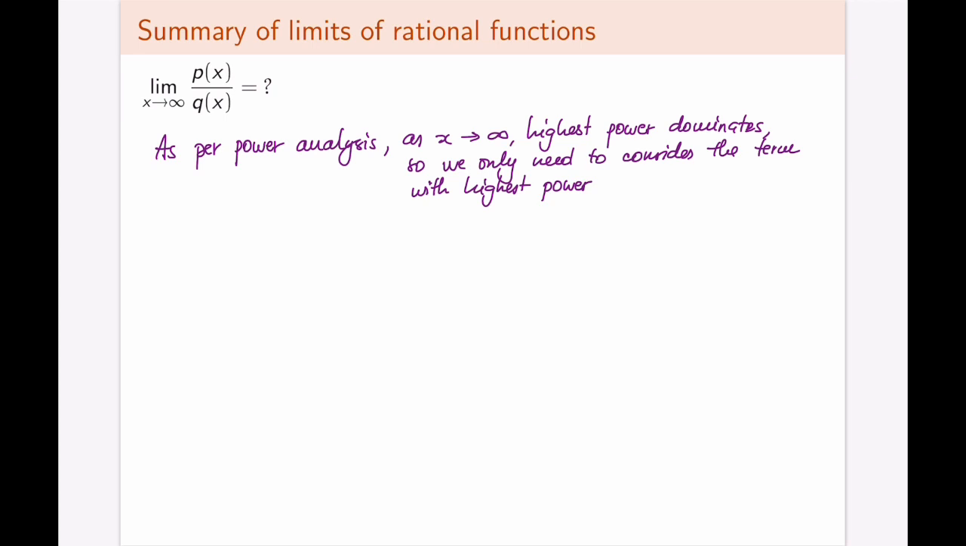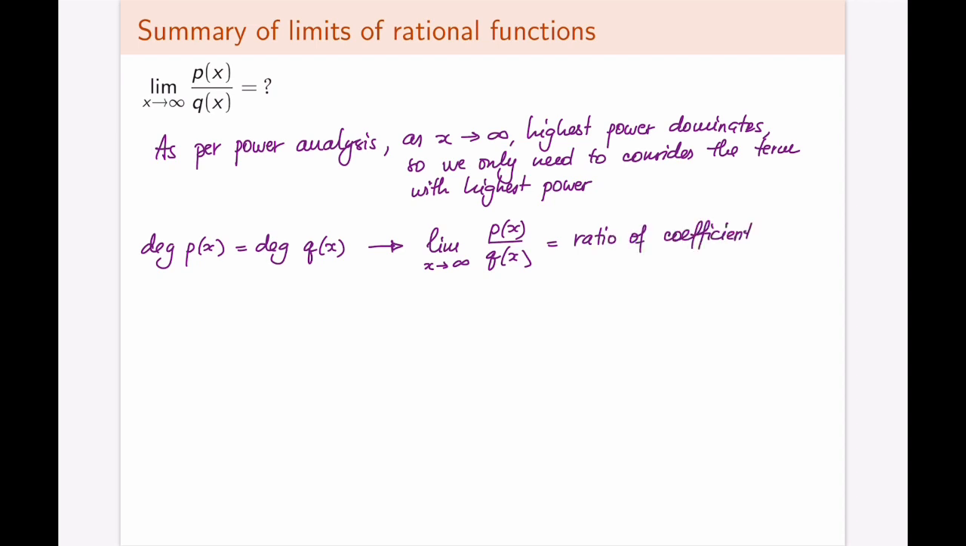The term of the highest power, we also call it a degree, the power itself we call the degree of the polynomial overall. So if the degree of the top polynomial is equal to the degree of the bottom, so degree of P is equal to the degree of Q, then this is my first case. And in this case, the limit as x approaches infinity of the rational function is going to be equal to the ratio of coefficients of highest degree terms.